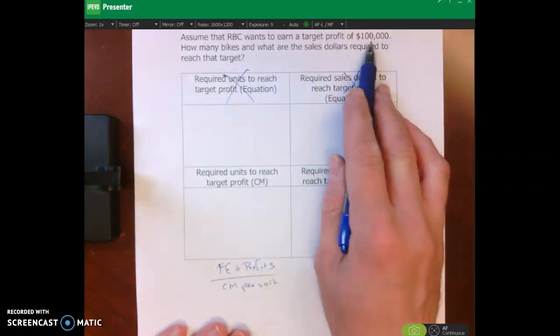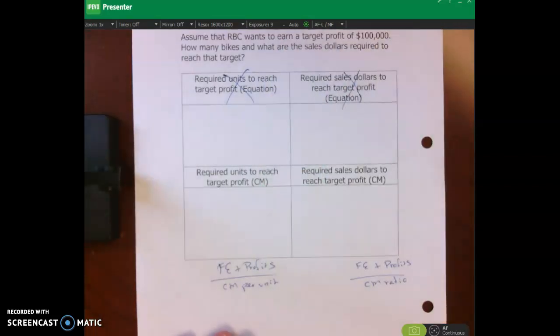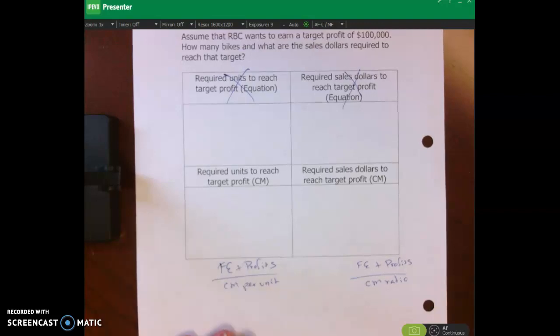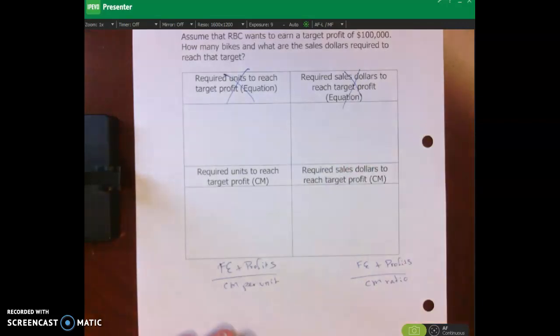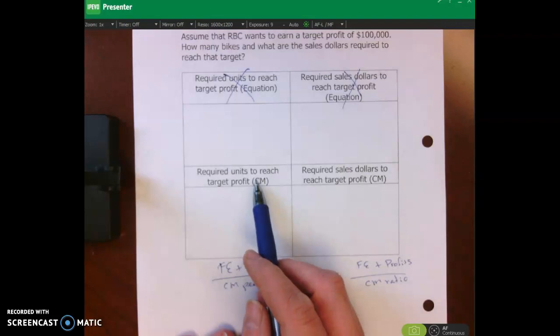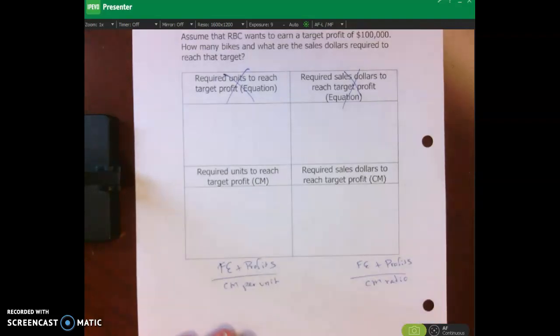So, let's look at our problem though. Assume RBC doesn't want to just break even, but they want to have a target net operating income of $100,000. How many bikes do they have to sell, and what are the sales dollars that they need to have to reach that target? Okay? So, I want you to pause the lecture video and figure this out. And then using this formula, determine how much RBC has to sell in order to have a target profit of $100,000. The way you do that is use this formula for units, this formula for sales dollars. Pause the lecture video, and then we'll come back and talk about it.